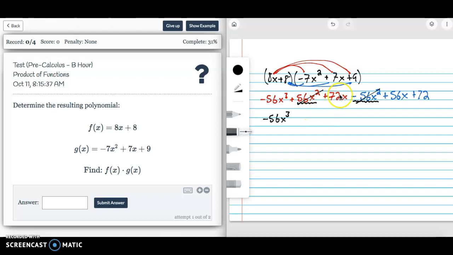Then I have 72x and 56x. Oh gosh, so if I add those together, I get 128x. Beautiful. And then last but not least, I have just the 72 at the end, so plus 72. All right, let's see if this will do it for us.